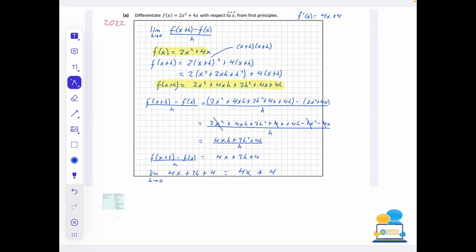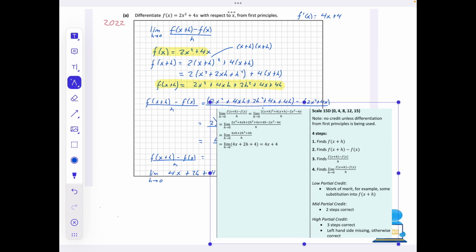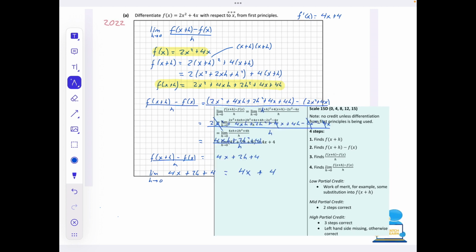Take a look up to the top at our prediction. That is our correct answer. So quite a lot of work. We're going to take a look at the marking scheme and see how we would have done.